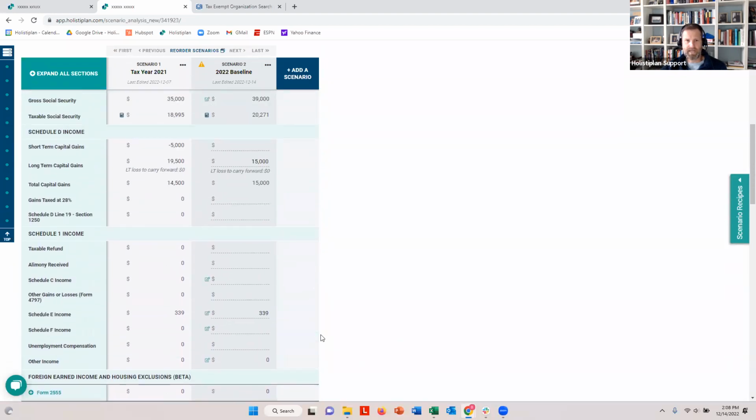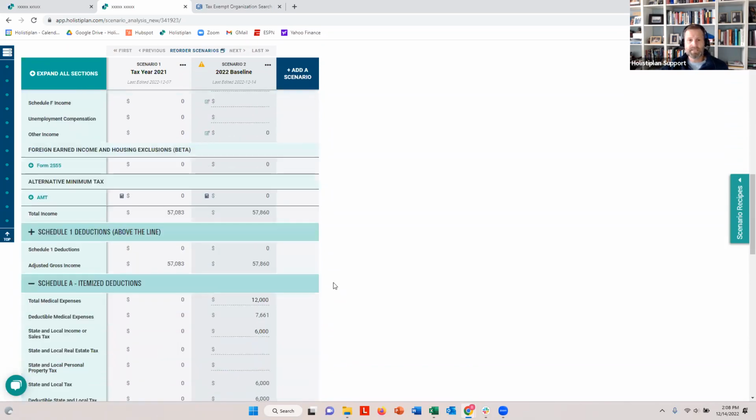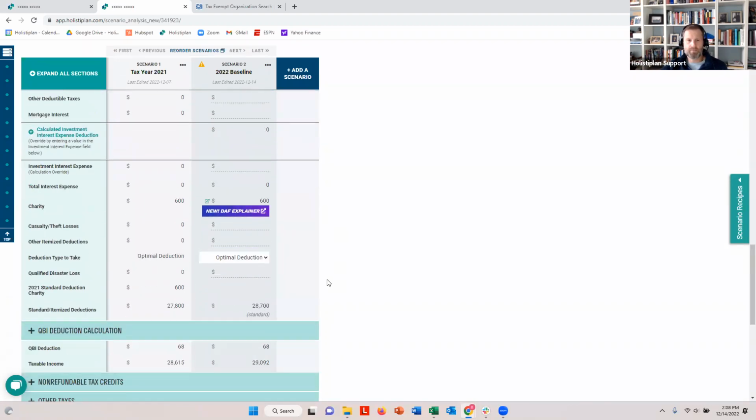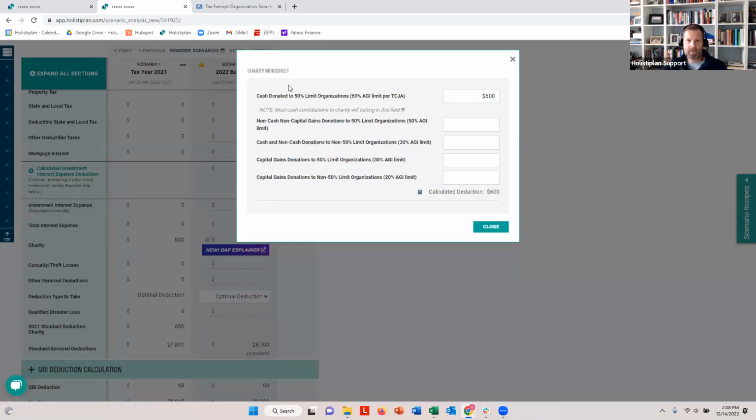Let's keep them without having to take an IRA distribution for right now. Let's say that these folks want to do some sort of gift to charity, right? The way that we would model that inside of Holistiplan is we'd come to our charity row. We're going to click on this little pencil icon that says charity worksheet. And when I click on that, it's going to open up a whole bunch of stuff here.